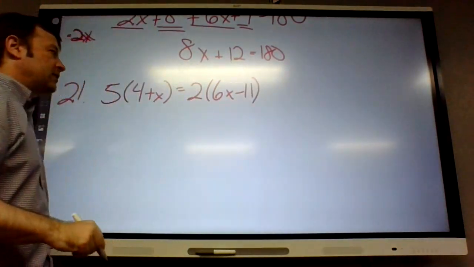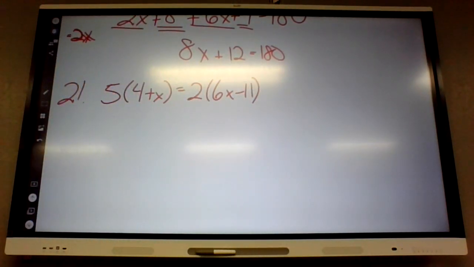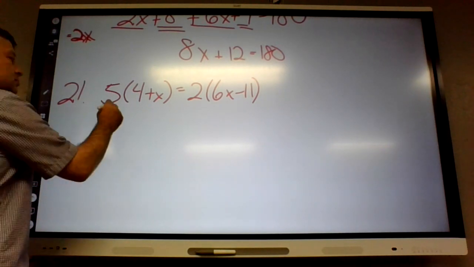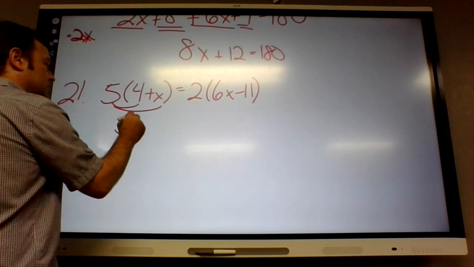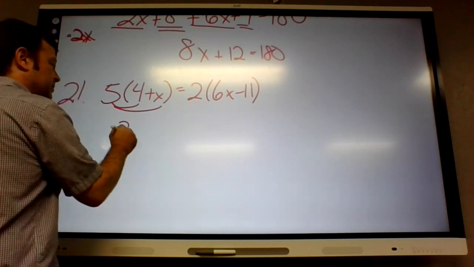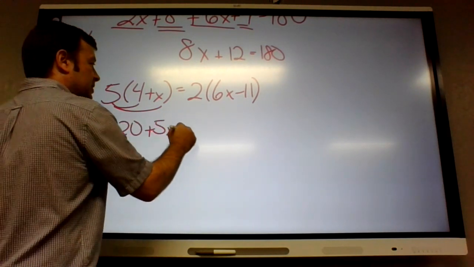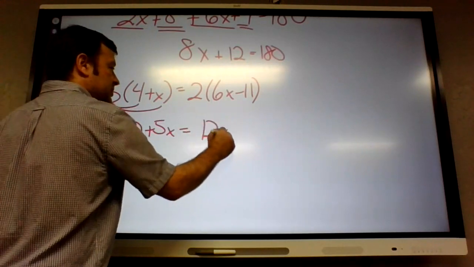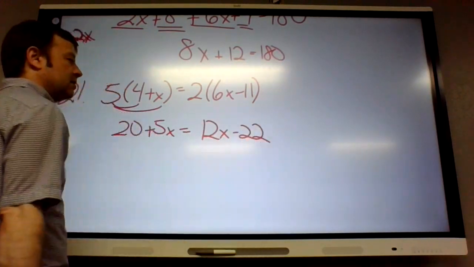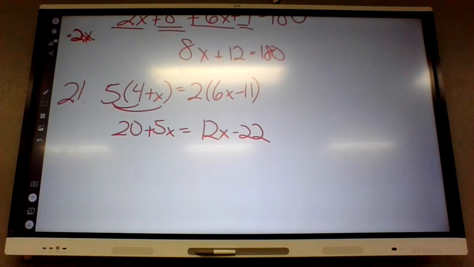It's 5 times (x plus 4) equals 2 times (6x minus 11). Jaden, you know what we're gonna do first on this one? So we always do 5 times 4 and 5 times x, and then you do the exact same thing with the others. Correct. 5 times 4, 5 times x. 2 times 6, 2 times 11. You want me to finish it? Sure, you got it.